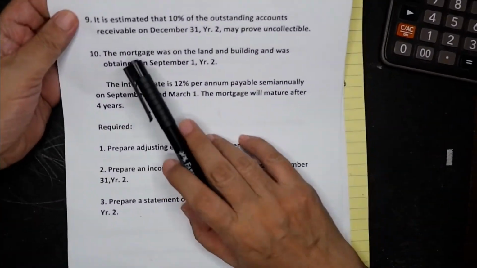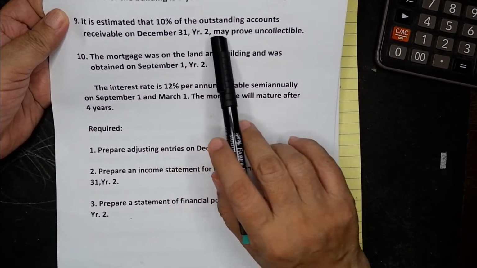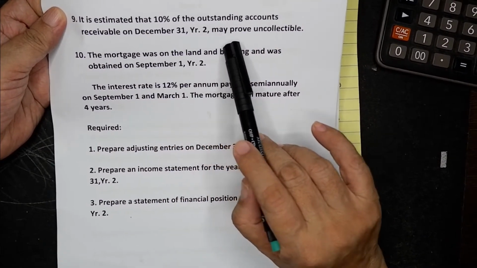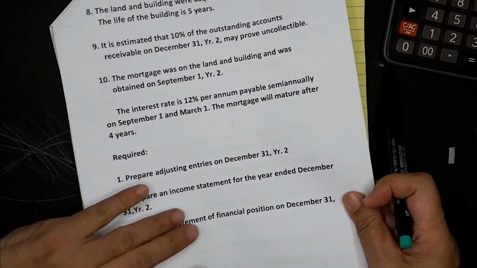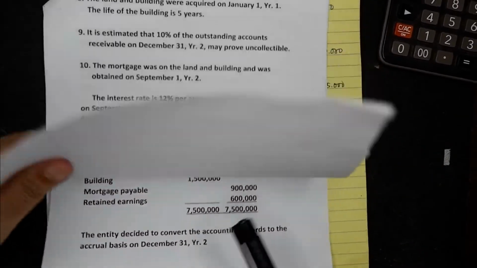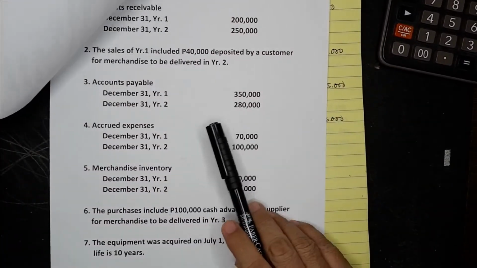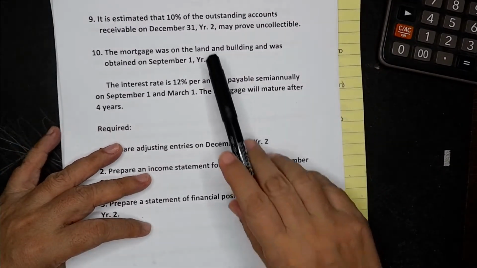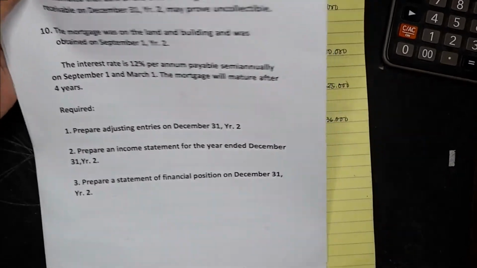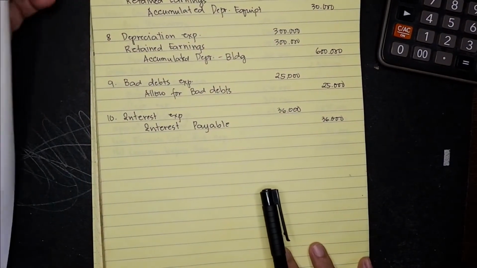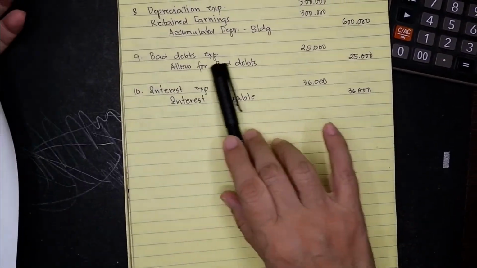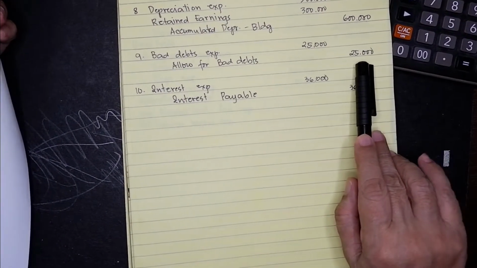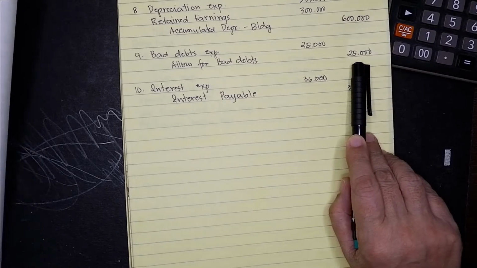Okay, next. It is estimated that 10% of outstanding accounts receivable on December 31, year 2 may prove uncollectible. So, we're going to recognize doubtful accounts expense. How much is our AR at the end? That is 250,000. So, 10%, that is 25,000. So, our entry, debit, bad debts expense of 25,000 and credit allowance for the bad debts or doubtful accounts, 25,000.